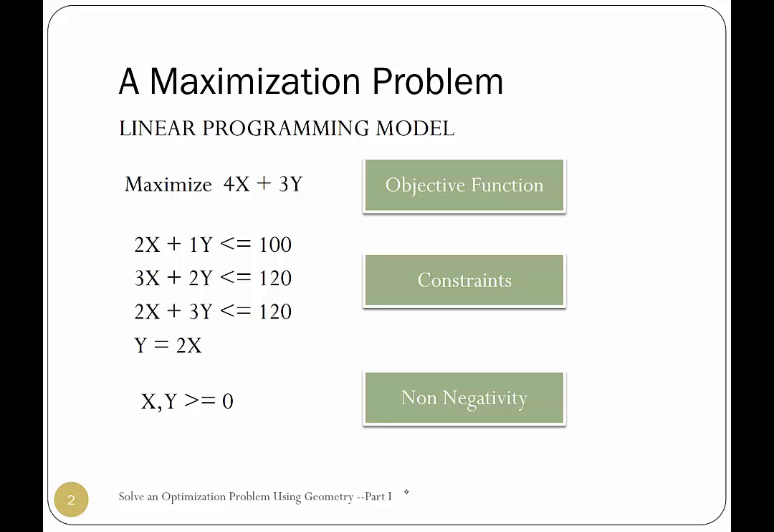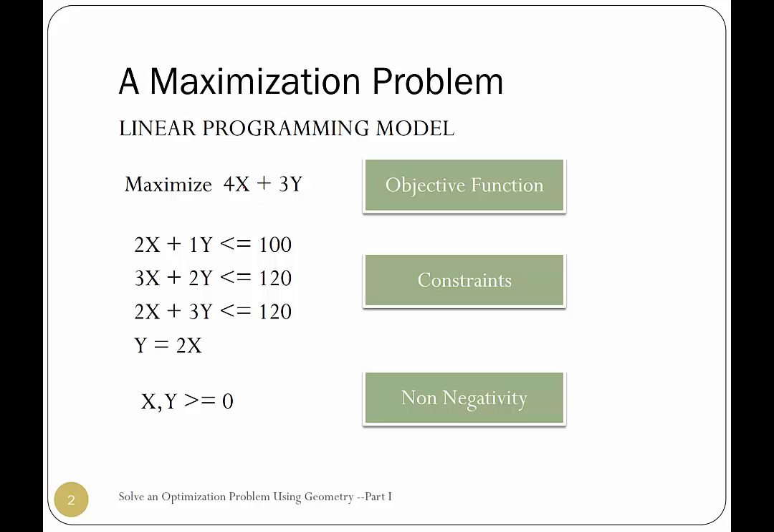Welcome to another video on geometry. In this video I'm going to solve a small optimization problem. What you're seeing is the problem that we're going to solve. So we have two variables, x and y, and we have four constraints and a set of non-negativity constraints.